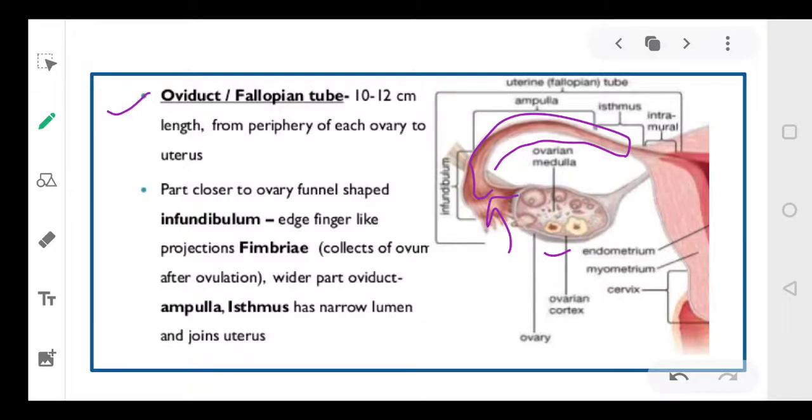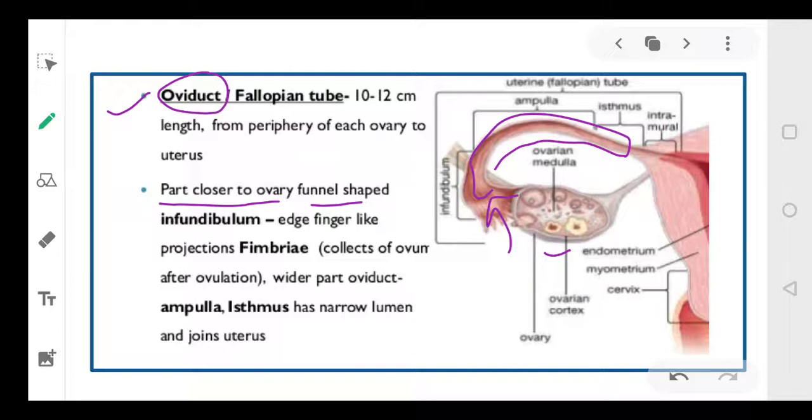So let's understand about the fallopian tube. The fallopian tubes are in pairs, so there are two fallopian tubes, okay? And the fallopian tube is also called the oviduct. Clear? The part which is closer to the ovary is funnel shaped.